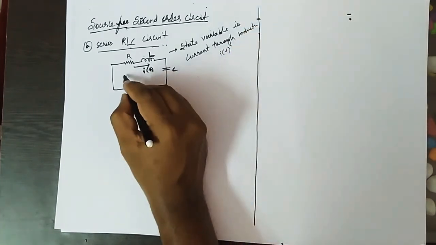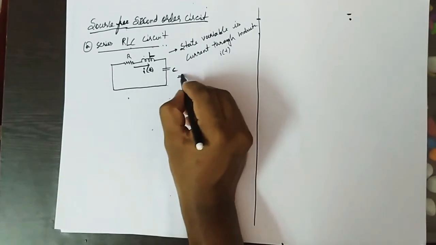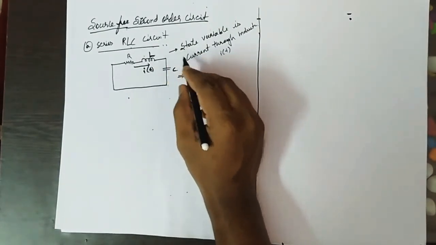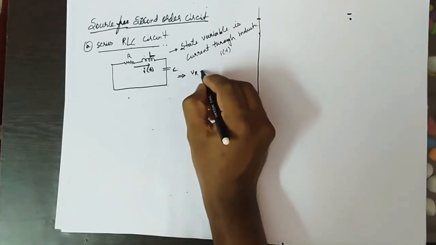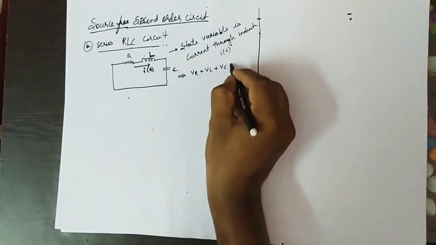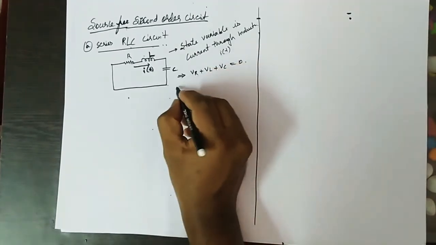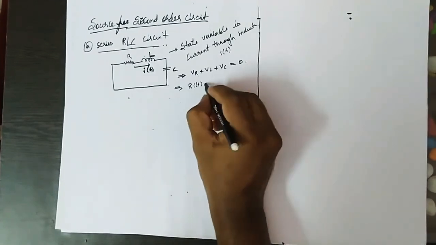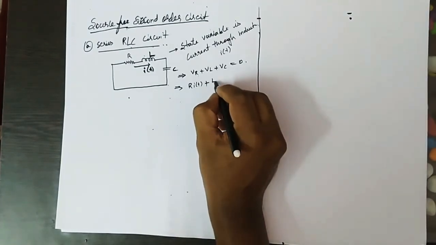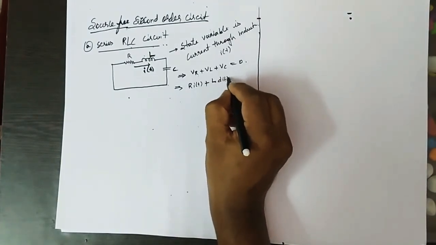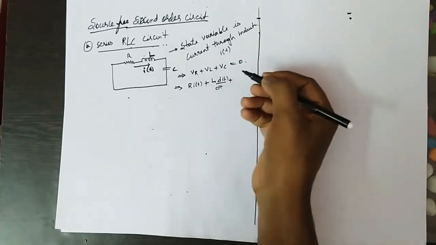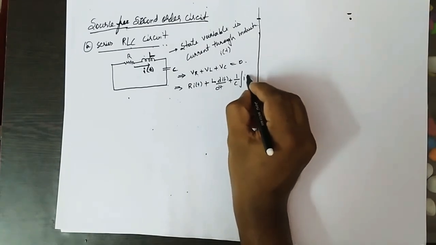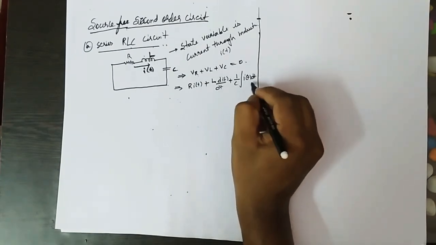Apply KVL here. The algebraic sum of the voltages across every element is 0. So VR plus VL plus VC equal to 0. VR can be written as R into i of t, plus VL, which is L into di by dt, plus the voltage across the capacitor, which can be written as 1 by C into the integral of i of t dt, equal to 0.